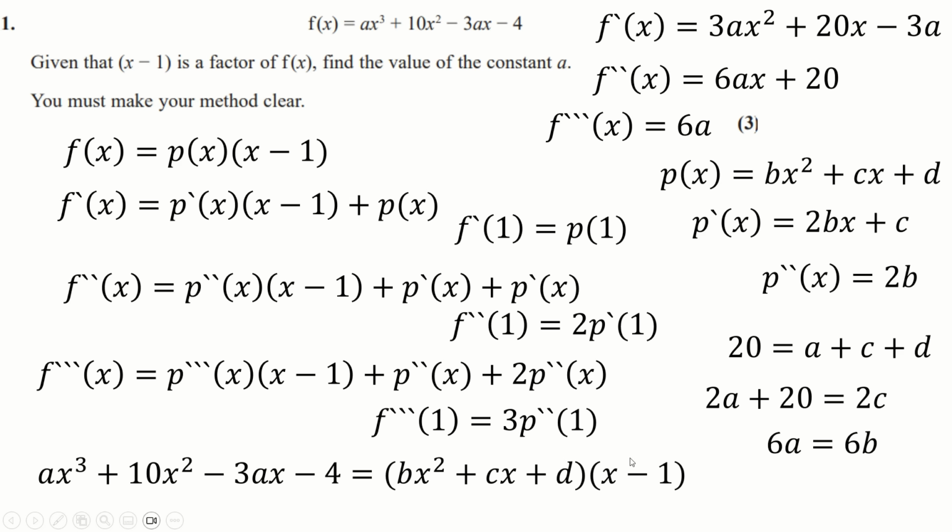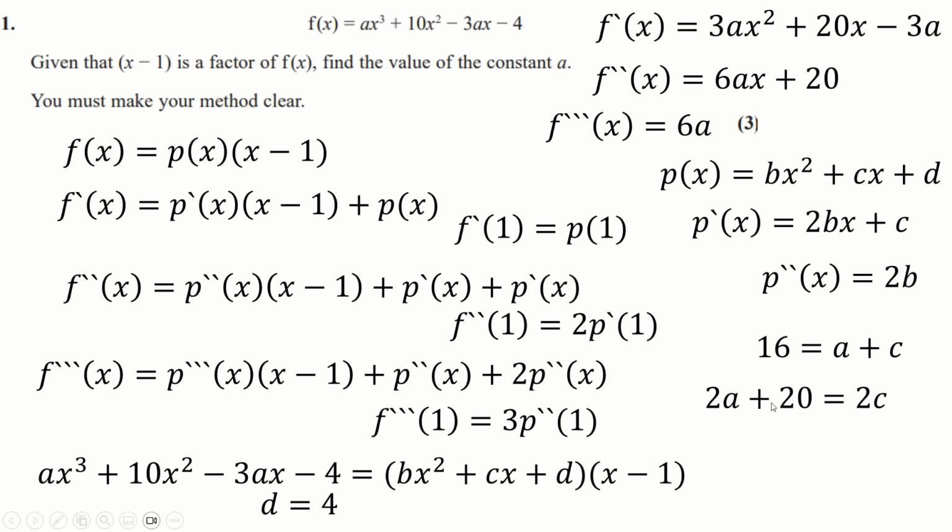We can clearly see that d times minus 1 has got to be minus 4. So therefore, d is positive 4, because positive times negative makes negative. And so therefore, if d is 4, I can plug that into there, take away 4 from both sides. And then I think we're good to go.